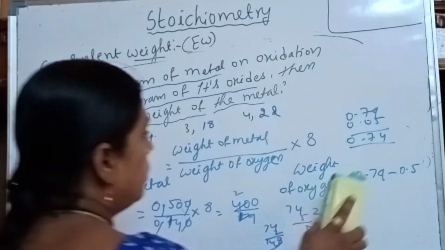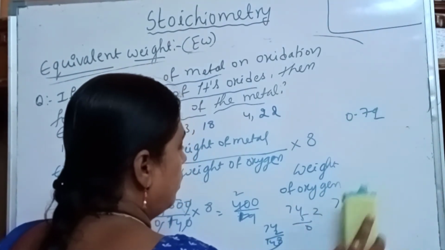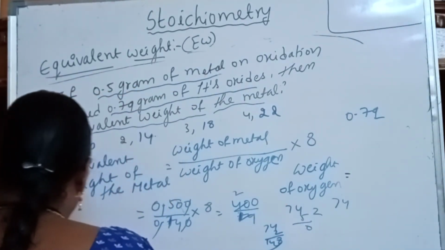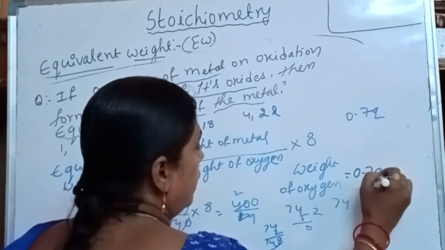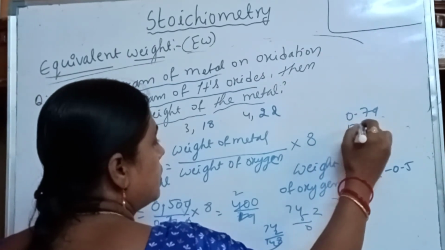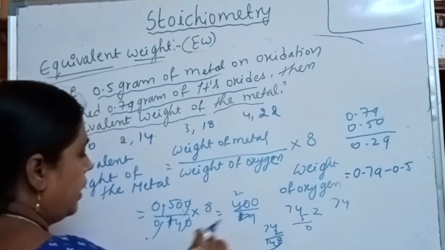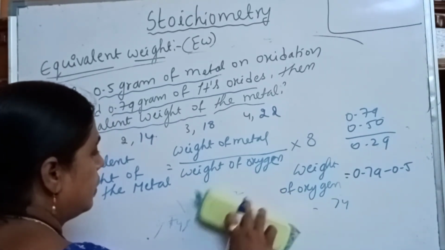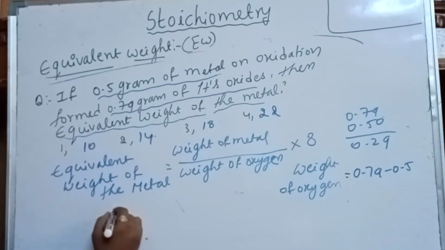Okay, a small mistake is there. Actually it is 0.5, not 0.05. So weight of oxygen is 0.79 minus 0.5, not 0.05. So subtraction gives 0.29. So there was a subtraction mistake. Then substitute here.